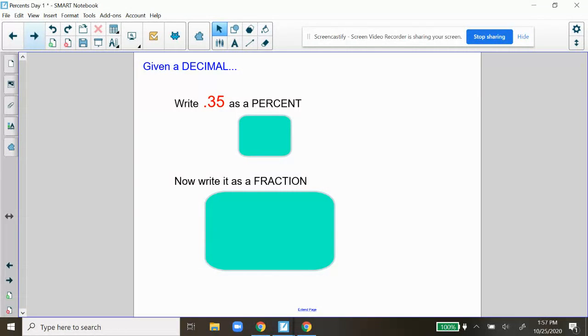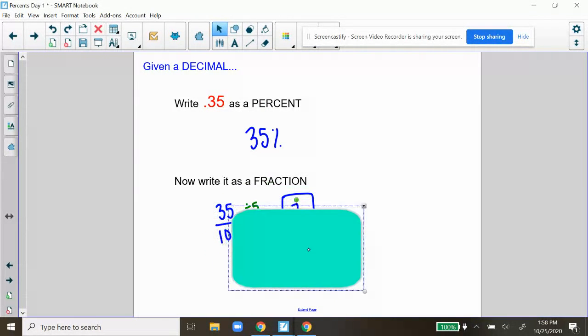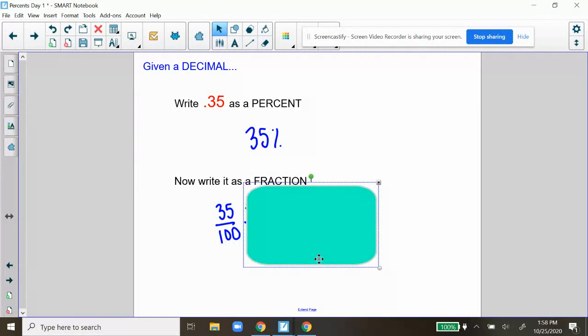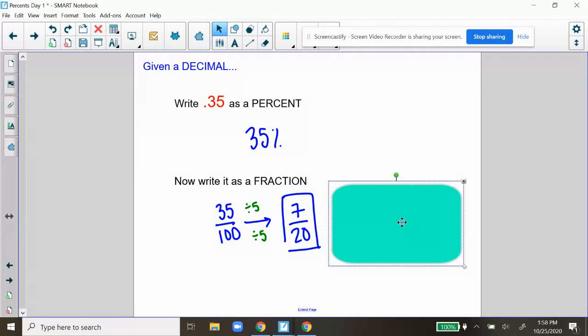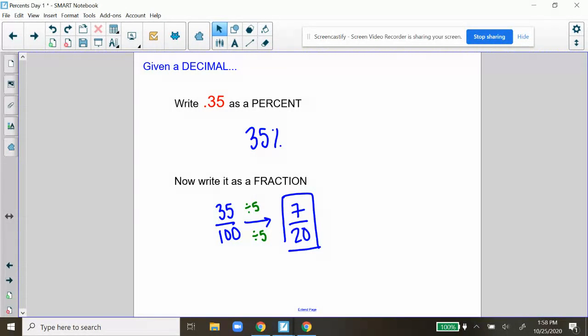All right, we're moving right along. Remember that this 0.35 or 35 hundredths, I would write that as 35 out of 100, which would give me a percent of 35%. If we were to go backwards and think about it as my fraction of 35 out of 100, we always want to simplify it. Those are both divisible by 5, which means my simplified fraction would be 7/20.